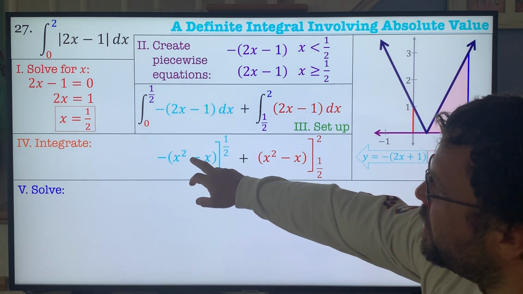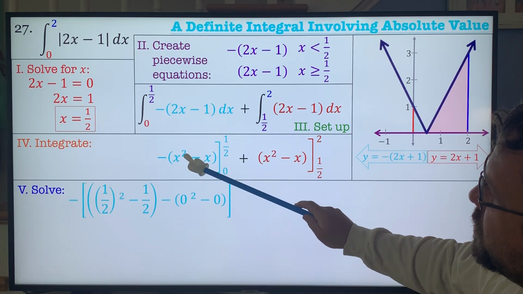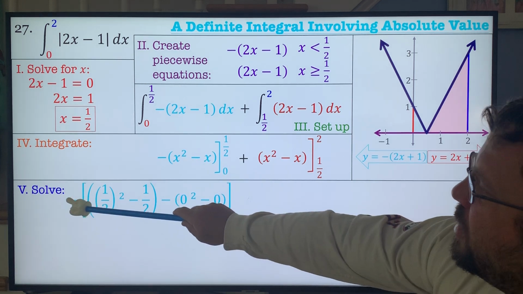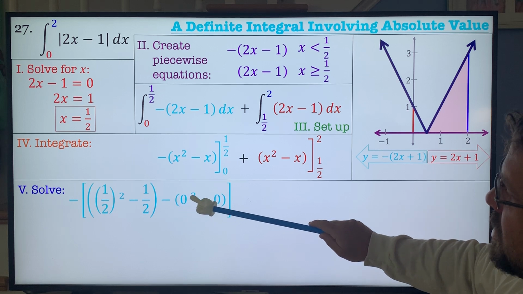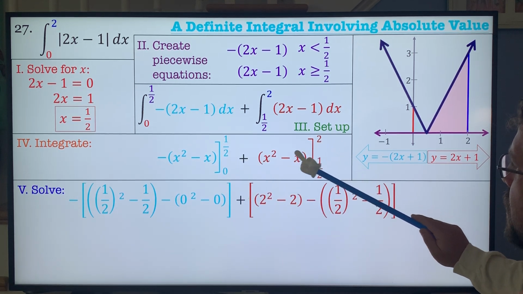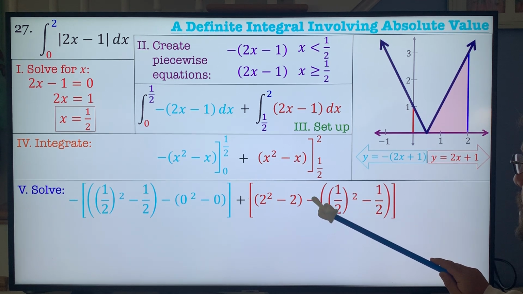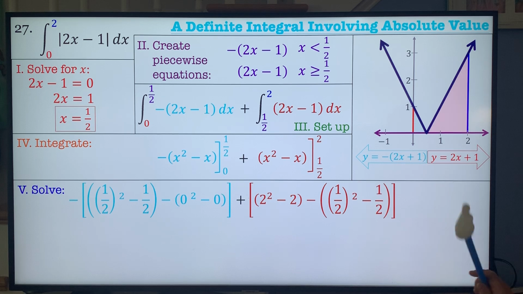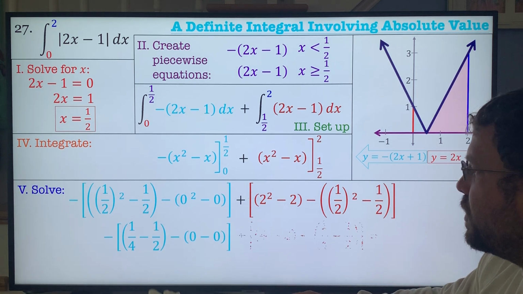You're going to plug in your 1/2 into both these problems. So you have 1/2 squared minus 1/2, and the negative's out front, so that becomes 1/4 minus 1/2, minus 0 over 0. And then this becomes plus, you plug in these numbers. 2 squared, which is 4 minus 2, minus 1/2 squared, which is 1/4 minus 1/2. This becomes right here, like I said before.